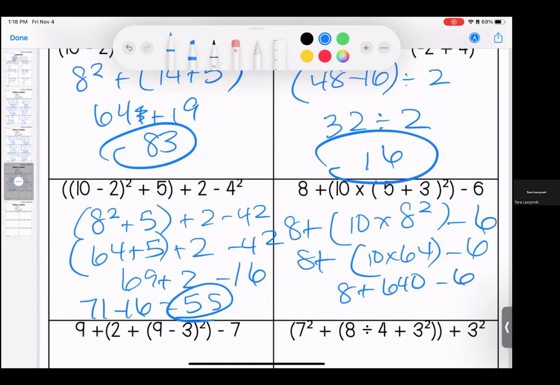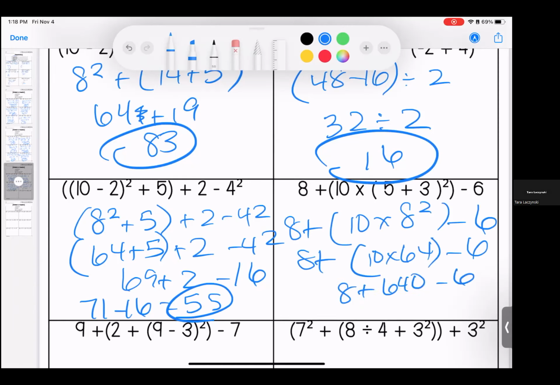Layered parentheses, 9 minus 3 is 6. Bring your square. Plus 2, bring it on down. 6 squared is 36. Plus 2. 2 plus 36 is 38. Last layer, 9 plus 38 minus 7 is 40.